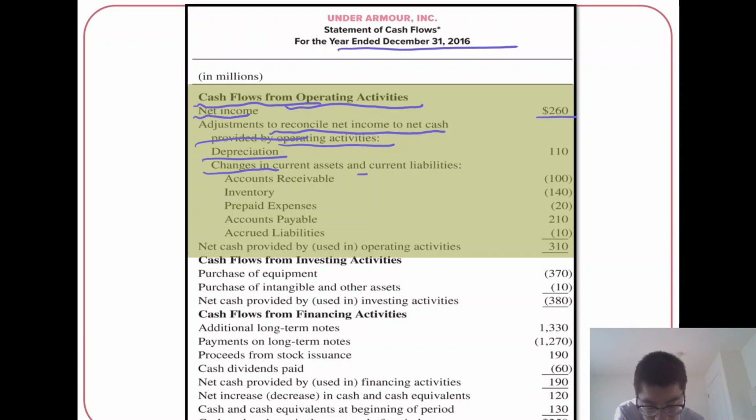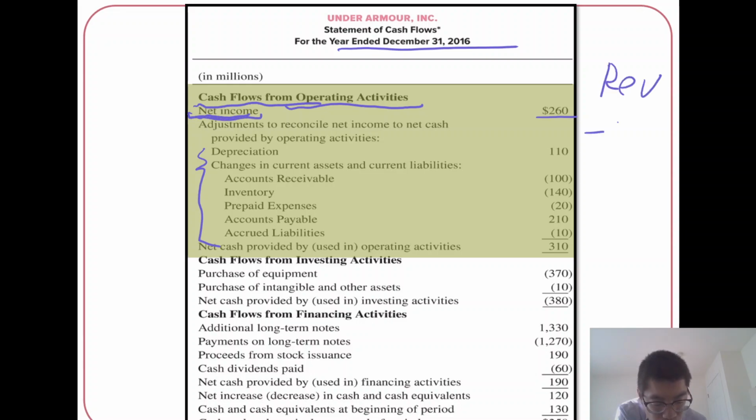Depreciation, and changes in current assets and current liabilities, which is the subtitle for all these accounts: accounts receivable, inventory, prepaid expense, accounts payable, accrued liabilities. And you will find out, or probably some of you already found out, that many of the items we listed under operating activities are really non-cash activities, right? The idea, or the theory behind this, is that net income is derived from revenue minus expense equals net income, right?